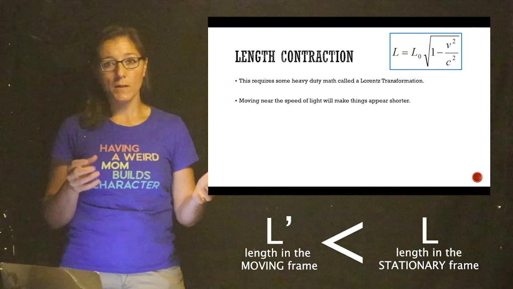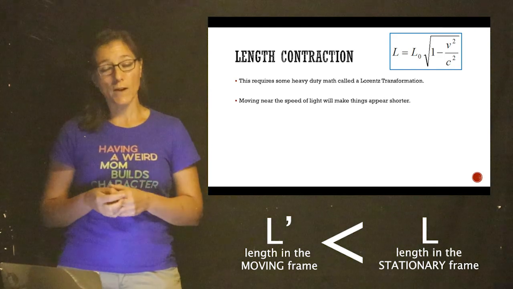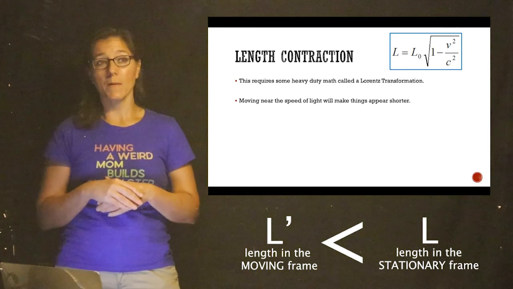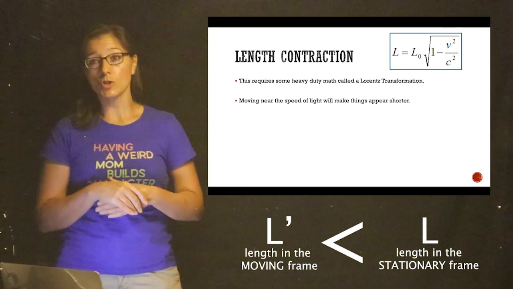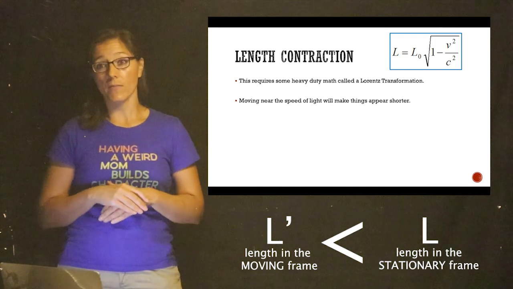So objects moving near the speed of light in an inertial reference frame, or a non-accelerating reference frame, time will pass more slowly to them and they will appear to be shorter to those in a stationary reference frame.